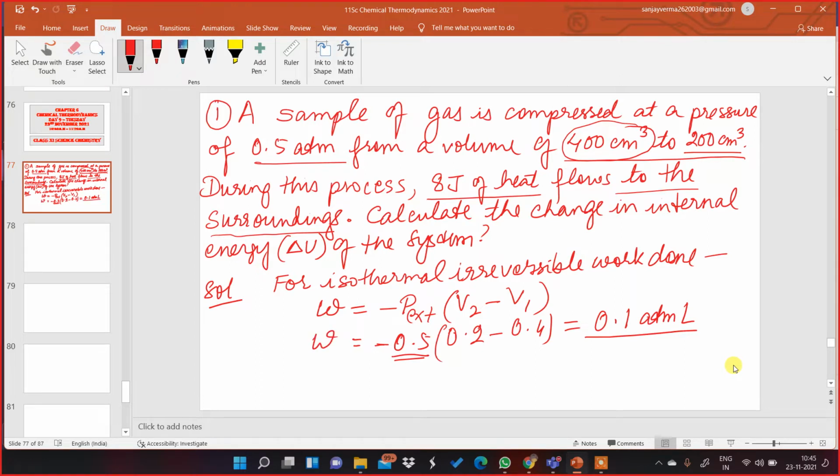Now this work done has to be converted into joules. So I'll multiply this 0.1 atmosphere liter by 101.31 to convert this atmosphere liter into joules. So if I multiply this, I will get 10.131 joules. That is the work done.